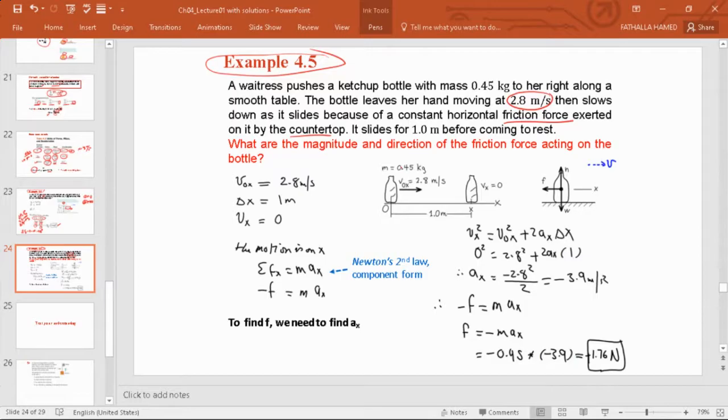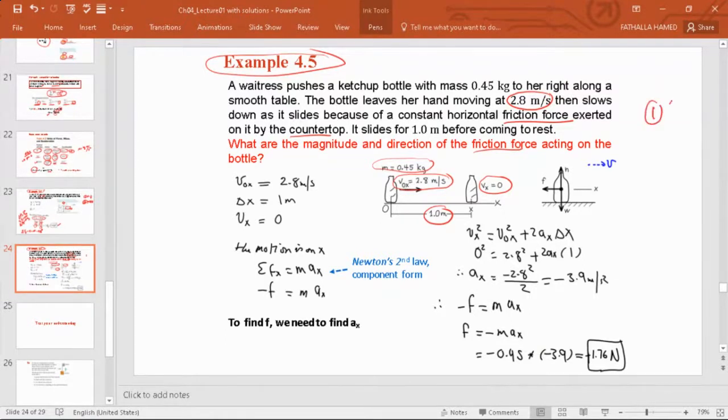So now this is the situation. The bottle, which has a mass of 0.45 kilogram, has an initial x component of velocity of 2.8 meters per second. And finally, it stops with Vx equal to 0, but it stops after 1 meter. And they asked me to figure out the friction force.